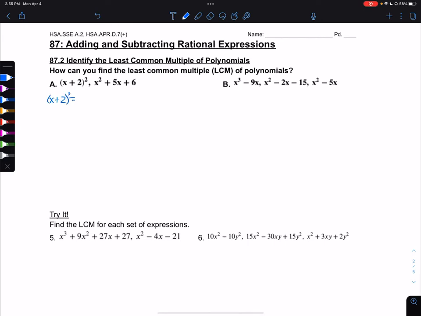And here we have (x + 2) squared, and I have x squared plus 5x plus 6. So (x + 2) squared can be rewritten as (x + 2) times (x + 2). And then for x squared plus 5x plus 6, I want to use the factor sum method. So I need to find factors of 6 that have a sum of 5. You should be getting pretty used to this method by now. 1 and 6 gives us 7, 2 and 3 is 5. So my factors would be (x + 2)(x + 3).